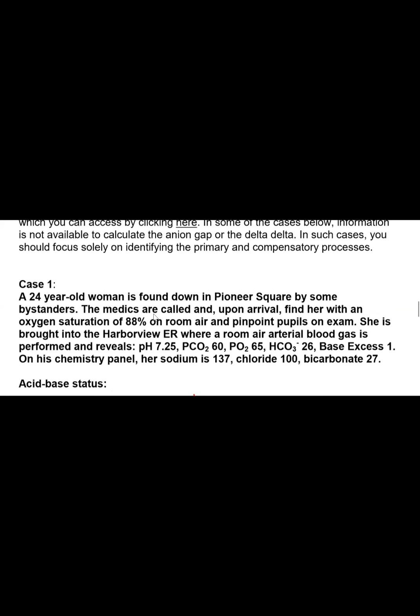A 24-year-old woman is found down in Pioneer Square by some bystanders. The medics are called out. Upon arrival, they find her with an oxygen saturation of 88 on room air and pinpoint pupils on examination. She is brought into the Harbor View ER, where a room air arterial blood gas is performed and reveals pH 7.25, acidic, PCO2 60.